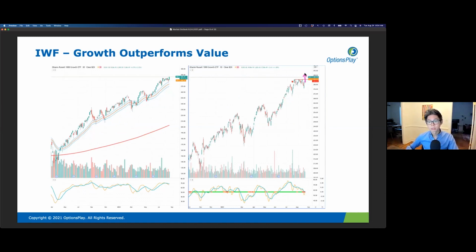But domestically, we do see growth continue to outperform value. Growth recently broke out to a new all-time high here as well.